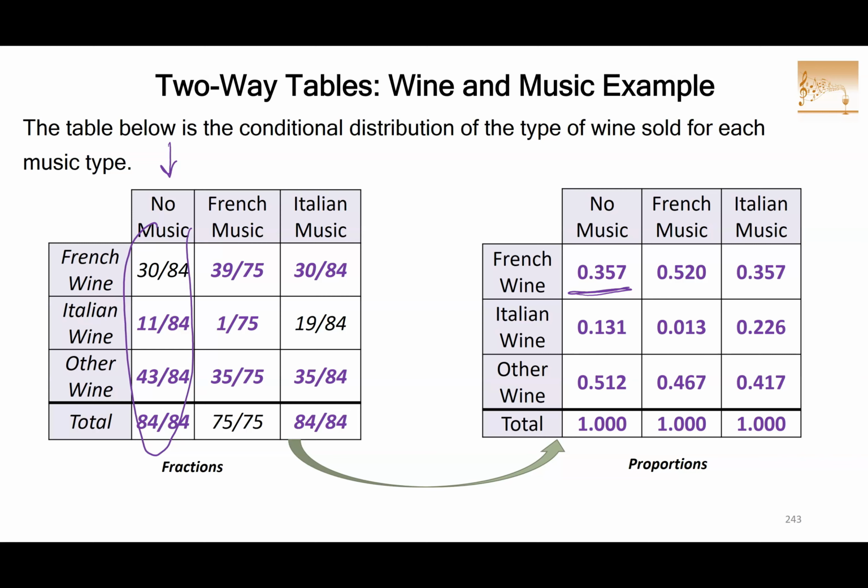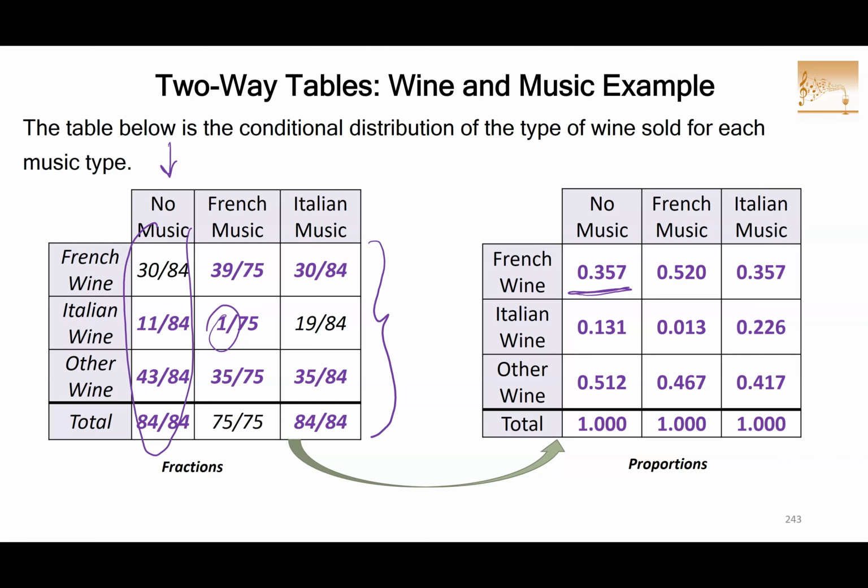There were 75 bottles of wine sold when French music was playing. 39 of them were French wine. Only one was Italian wine. There was something going on here. Very, very little Italian wine sold in that scenario. So here we have fractions. These are exact, although sometimes it's helpful to switch over to decimals. It gives us a more meaningful sense of what percentage that is versus a fraction. A fraction can be exact, but it's harder for us to conceptualize what proportion that really is sometimes.